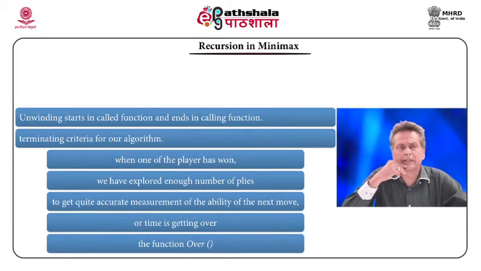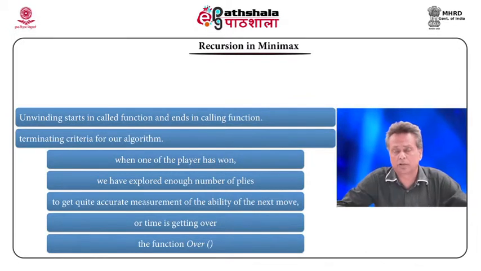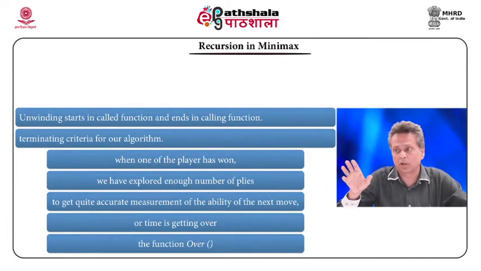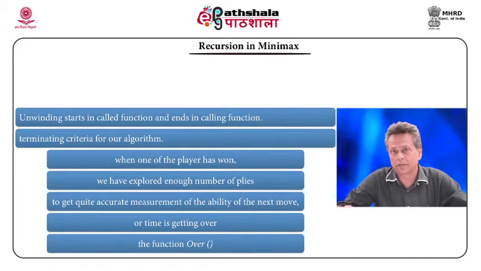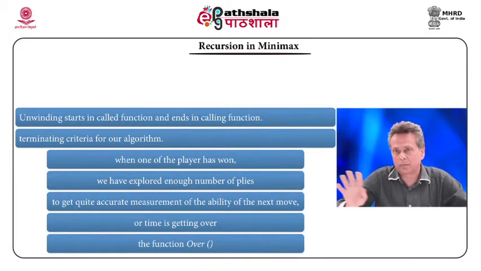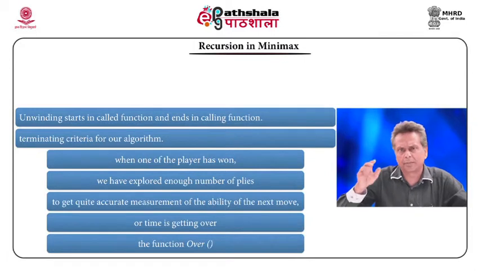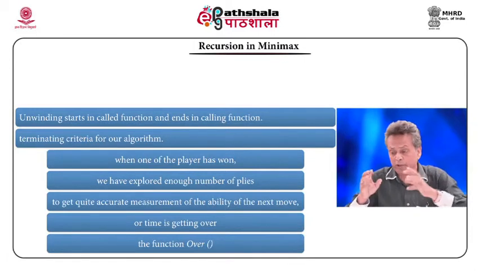There was a system called B Star, which was designed by a chess player as well as a computer scientist, and he decided that I'll explore till I get some kind of quiescence, some kind of stability in the system. So when I get stability, the moves are not changing much, the state space is not changing much, I believe that is the right time to stop, and I stop. It does not depend on time. B Star is a little different. It works this way, and we get quite accurate measurement. We believe that the measurement that we are getting now is very good.